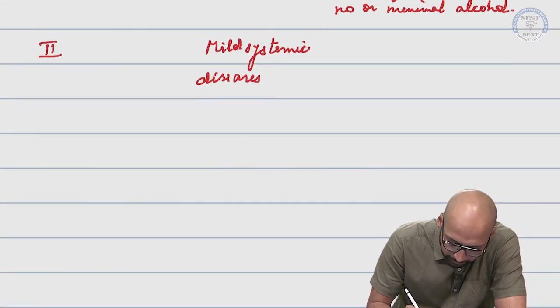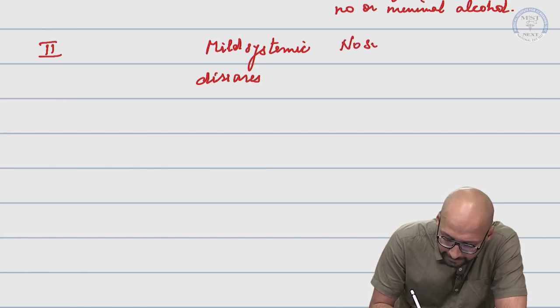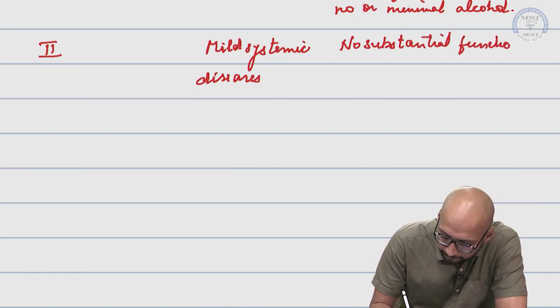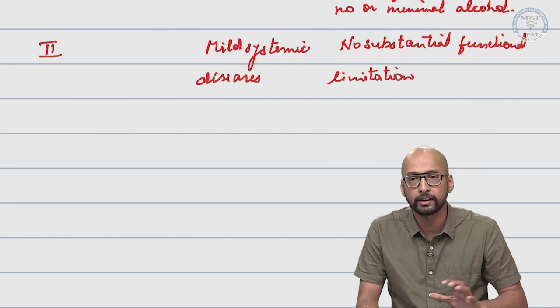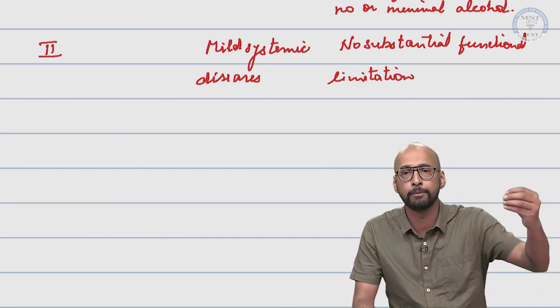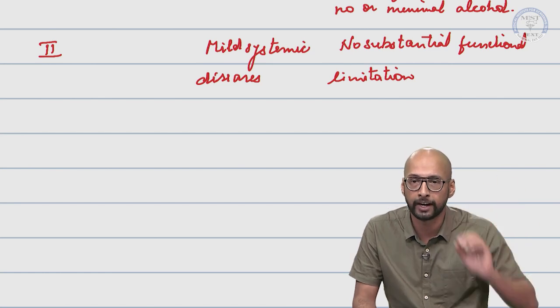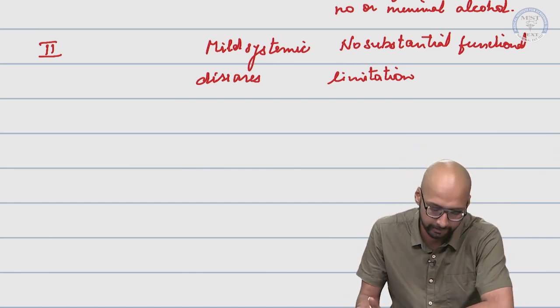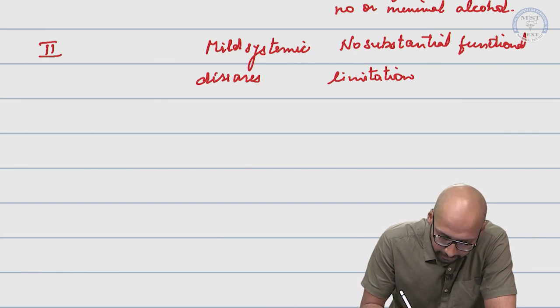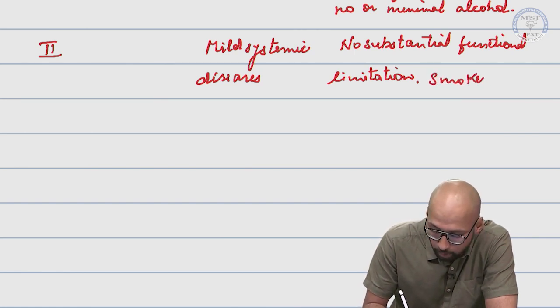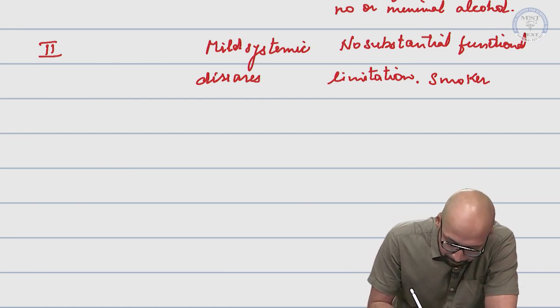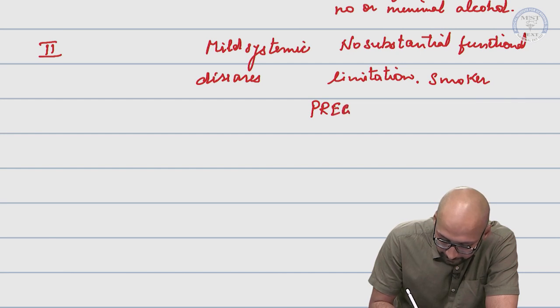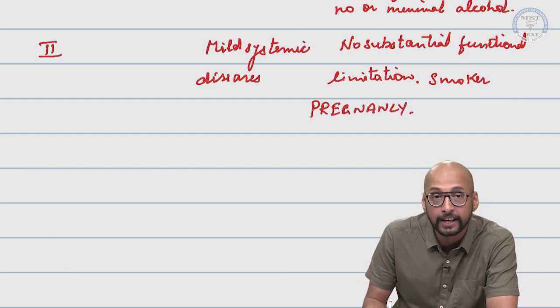Now what are the examples of these? Mild systemic disease, the examples can be, firstly, there is no substantial functional limitation, right? I told you that the patient is able to do his or her work without any limitations. The patient is able to walk 5 kilometers without any problem. He is able to climb 3-4 steps without any difficulties. So no substantial functional limitations. A smoker, a patient who has been smoking, is considered under ASA 2. Pregnancy as well comes under ASA 2.